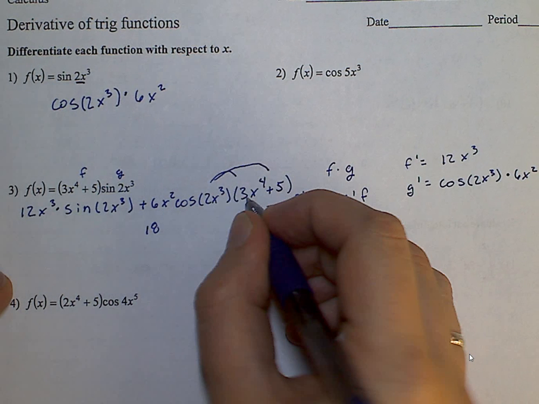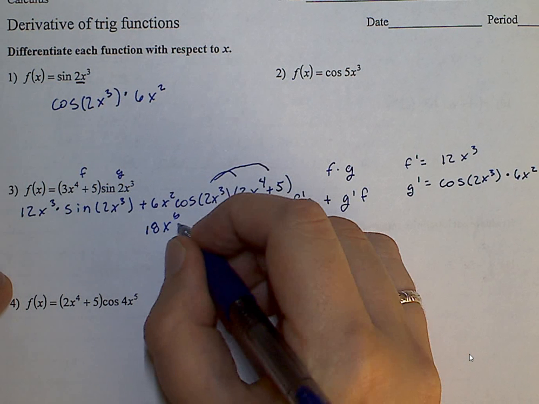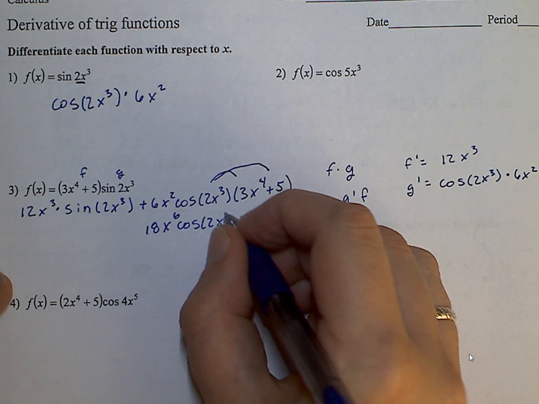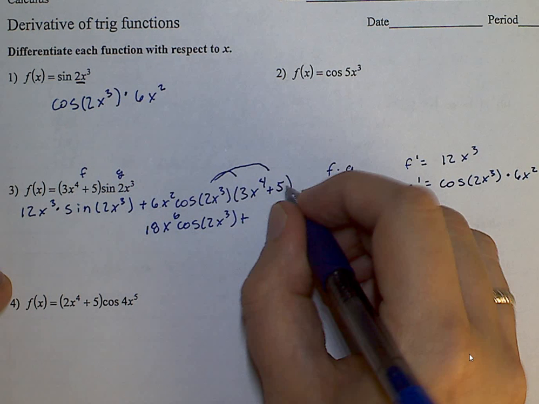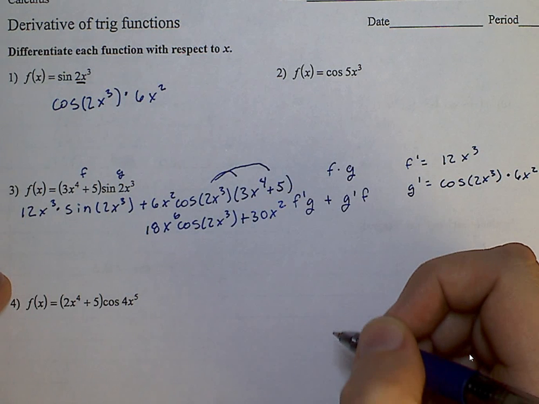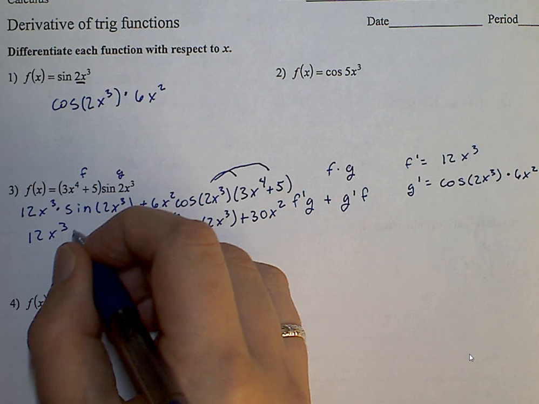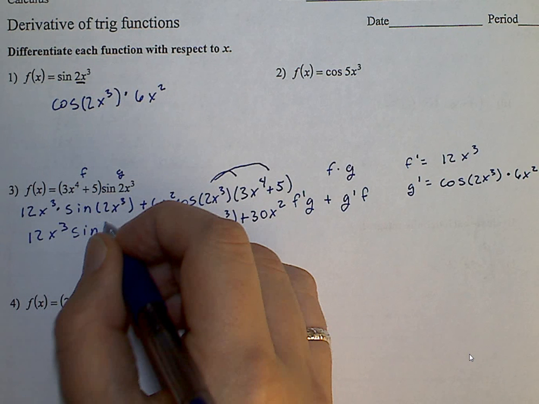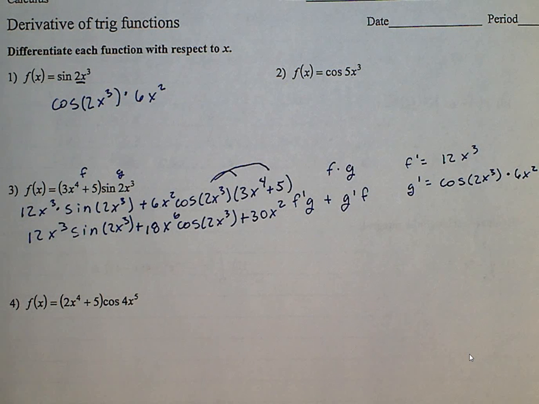x squared times x to the fourth is x to the sixth cosine 2x cubed, plus 30x squared, and then over here all this other stuff is just the same, 12x cubed sine parentheses 2x cubed, and then plus. Now I'm done. Wait, where'd you get the plus 30? Shouldn't there be a cosine on the other 30? Oh, you're absolutely right. I made a mistake.